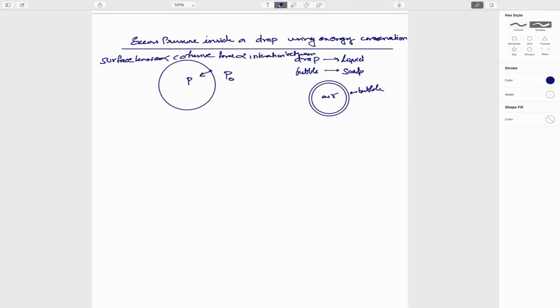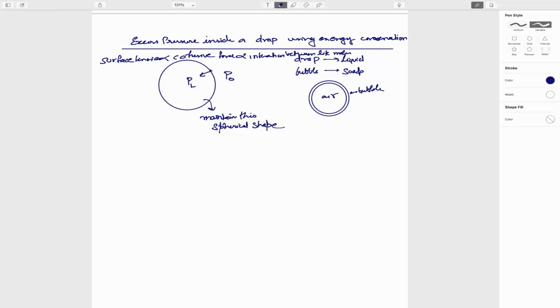Cohesive force means interaction between like molecules. So there is extra pressure so that it will remain in. There should be some extra pressure to maintain this spherical shape. Okay. So let's say this is PL.